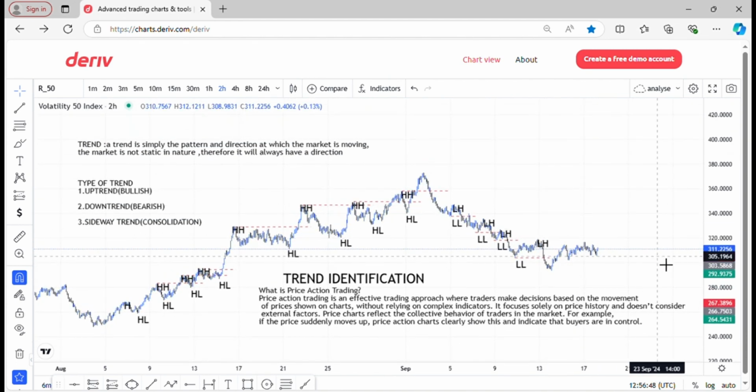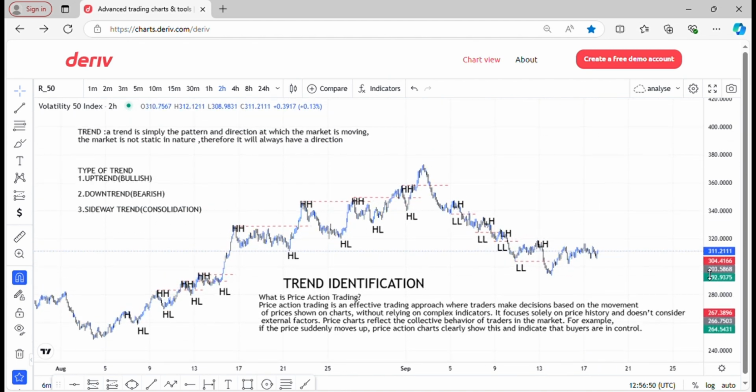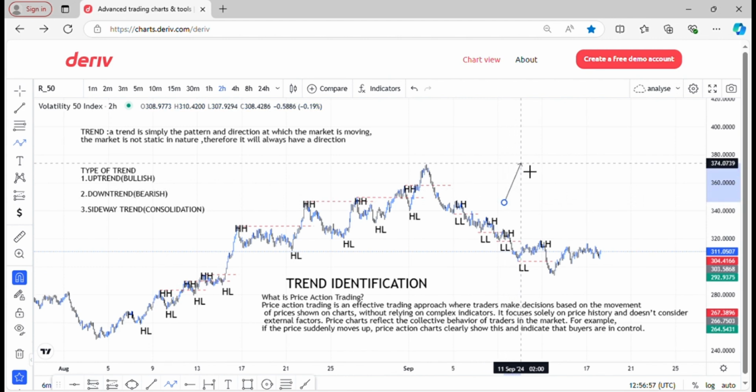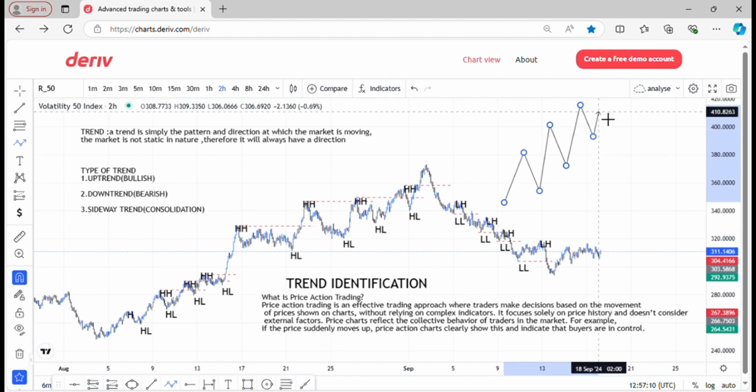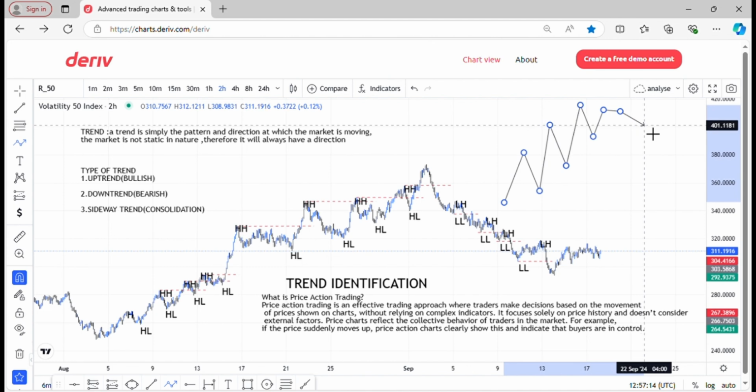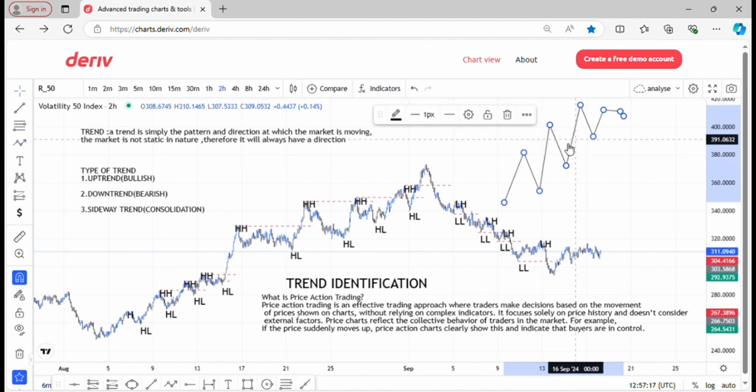The uptrend is basically making higher highs and higher lows. Let me take my tool. I want to draw something. When the market is creating a high, a higher low, a higher high, a higher low, a higher high, a higher low, a higher high. Are you getting me now? So this is what we call an uptrend.